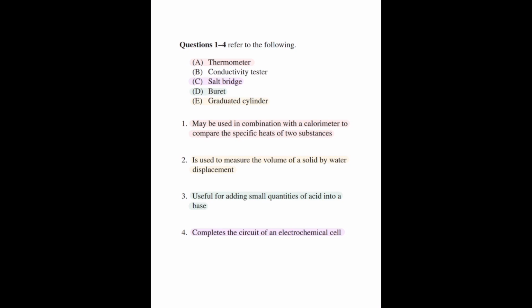The following questions come from an SAT chemistry subject test and require you to match a piece of lab equipment with an experimental situation. The first question says it may be used in combination with a calorimeter to compare the specific heats of 2 substances. In order to measure temperature changes, you will need a thermometer. The second question says that the equipment is used to measure the volume of a solid by water displacement. In this case, you may be measuring density, in which you will be using E, a graduated cylinder.